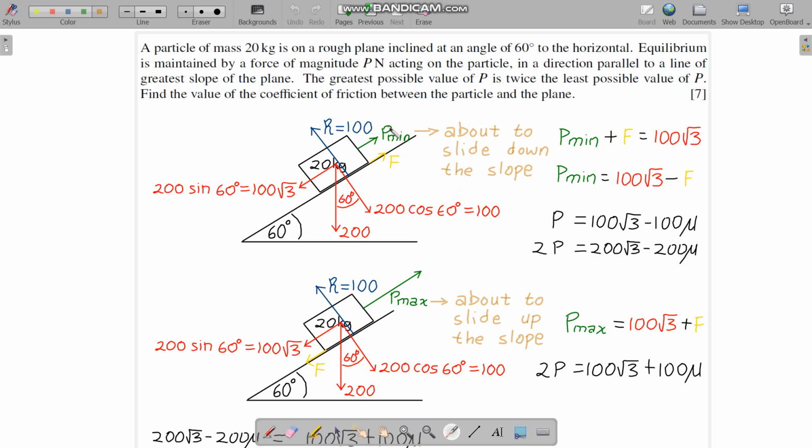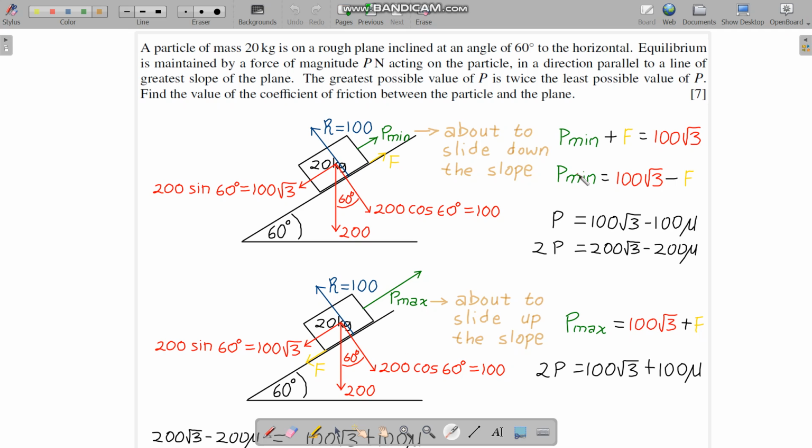Now in case 1, when the P is minimum, as small as possible, this is when the object is about to slide down the slope, because we have friction helping to prevent the box from sliding down. So the total force up the slope, P minimum plus friction, equals 100 root 3. And in the second case, that's when the object is about to slide up the slope. We have a P maximum and the friction is down the slope, preventing the box from sliding up the slope.